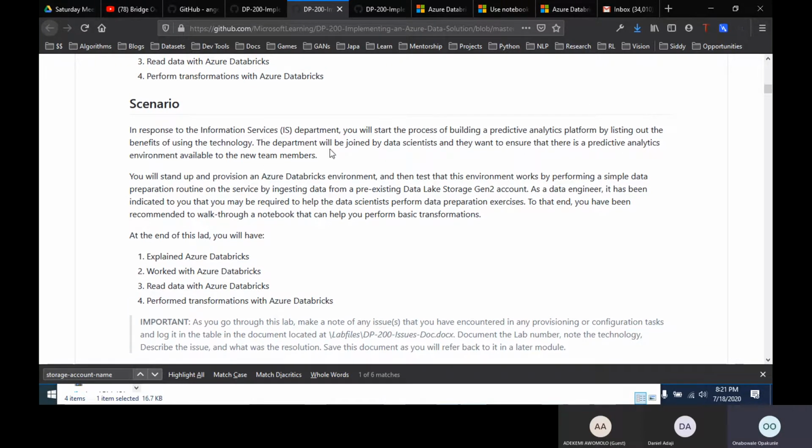Okay, so I think the first task here is to first of all explain what Azure Databricks is. What are the benefits of using this technology in this particular scenario that the information services department is requesting our expertise for? So we are being presented as senior data engineers right now.